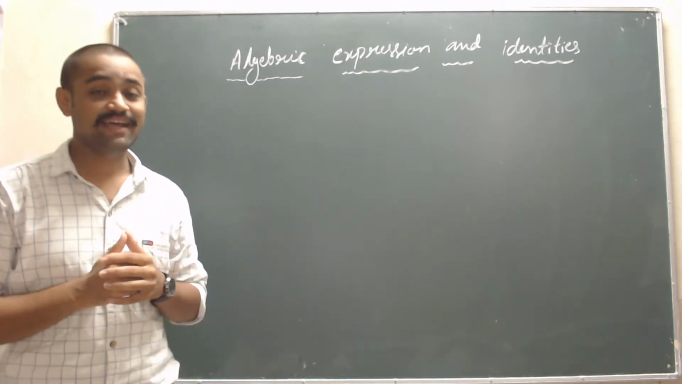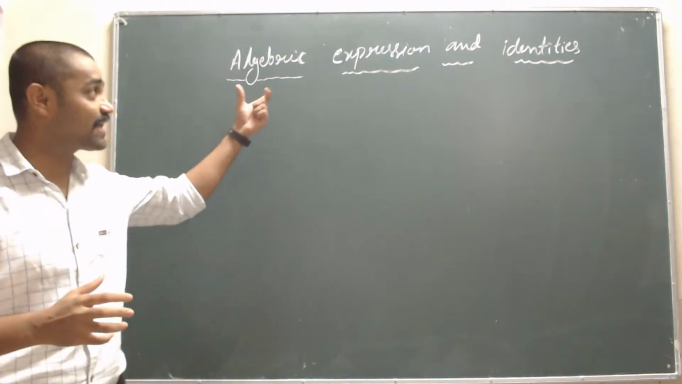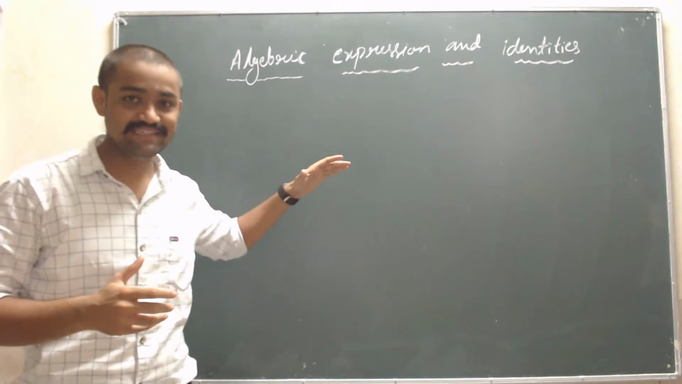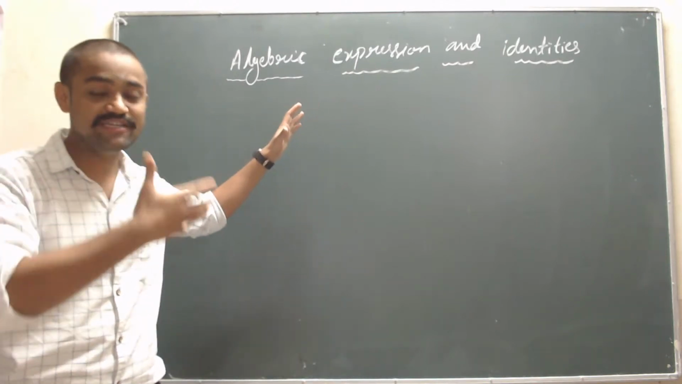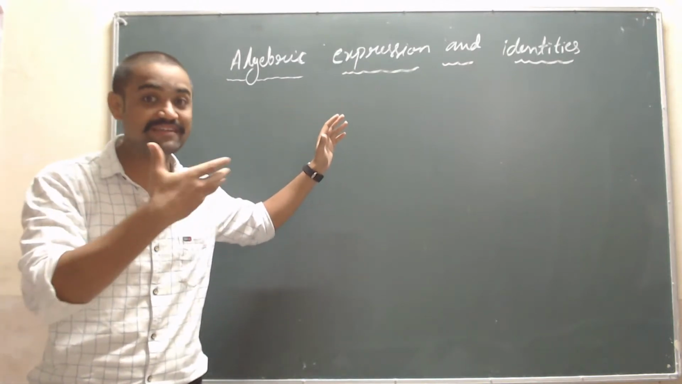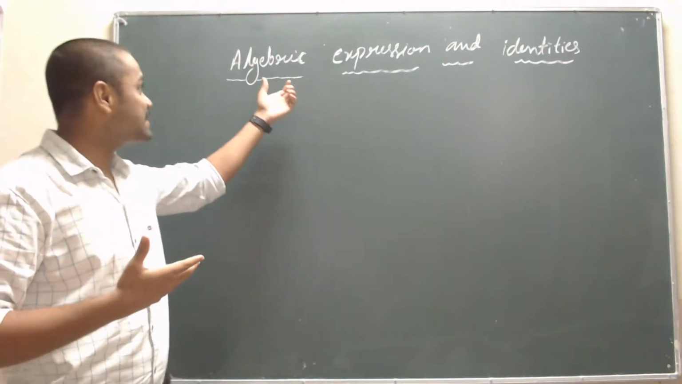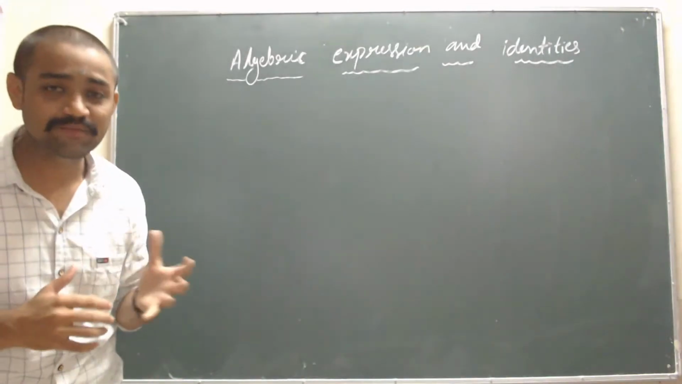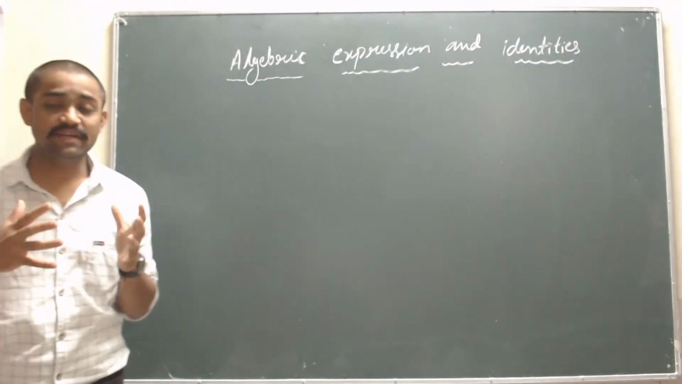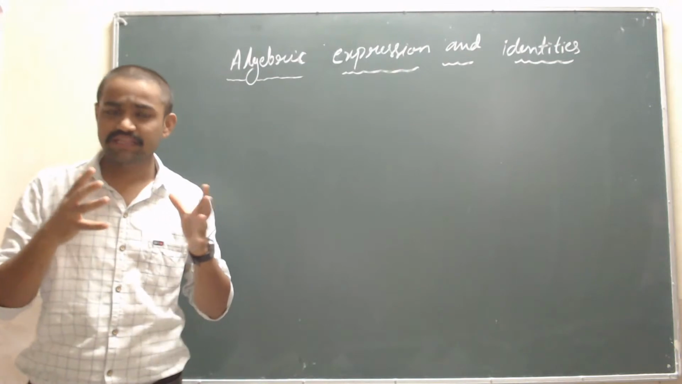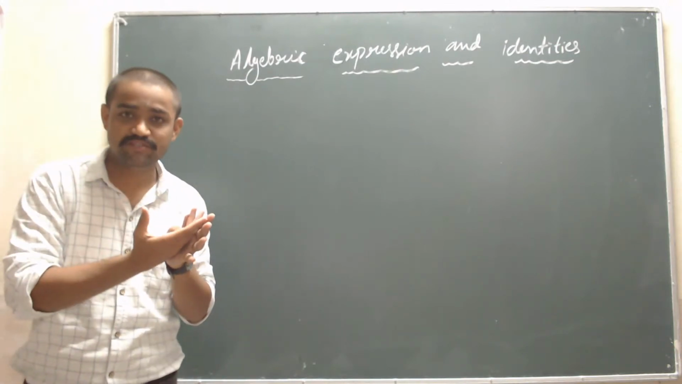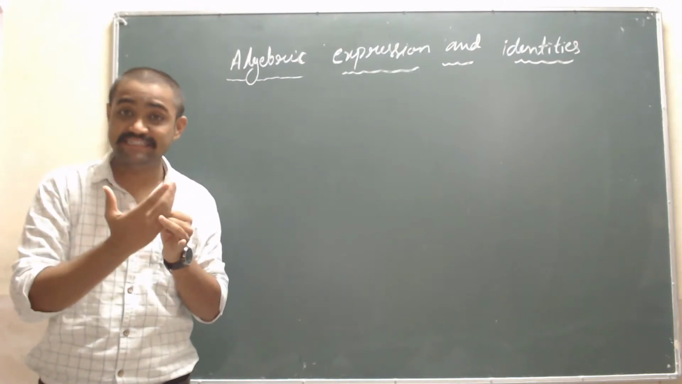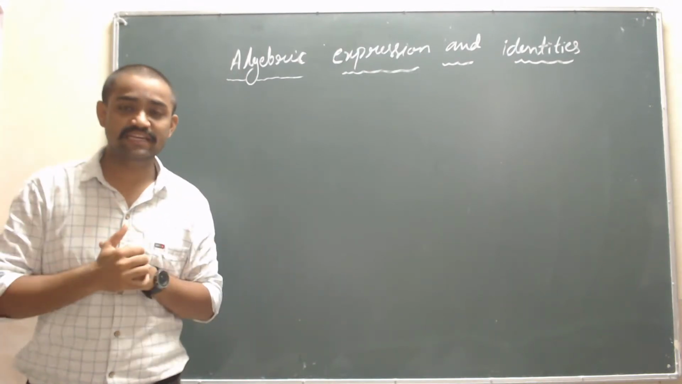In this session, I am going to explain to you about algebraic expressions and identities. Before starting this lesson, I will introduce the previous concept you have learned in previous classes. First, what are algebraic expressions? What is meant by an algebraic expression? Algebraic expressions are expressions built up by variables, constants, as well as integers. These are called algebraic expressions.